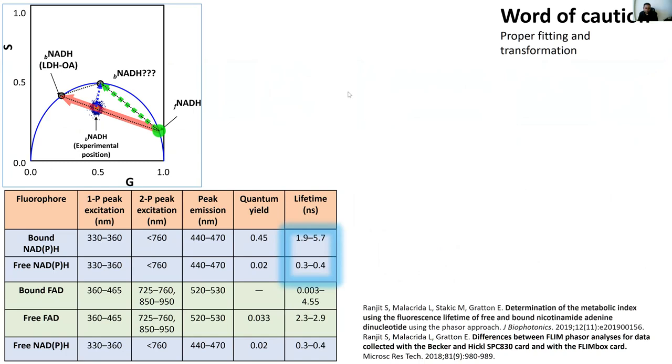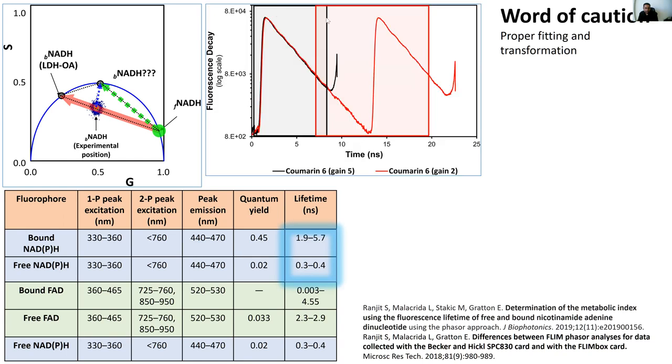But a bigger problem seems to be how this data is analyzed, and part of that is how this data is transformed. So I'll come back to this in the next slide. Basically, most people take data on a Becker and Hickl card based on TCSPC approaches with a gain of 5, which is a window of less than 10 nanoseconds, about 8 nanoseconds. Now we are trying to fit the decay that appears here, which didn't decay to 0. In that case, the fitting doesn't work very well.